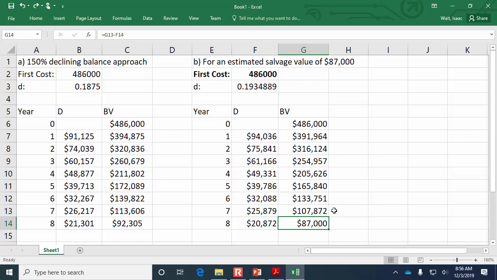Any questions about straight line or declining balance before we move on to the third approach? All right. Well, let's look at MACRS.